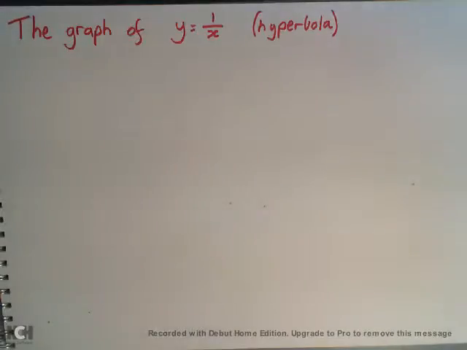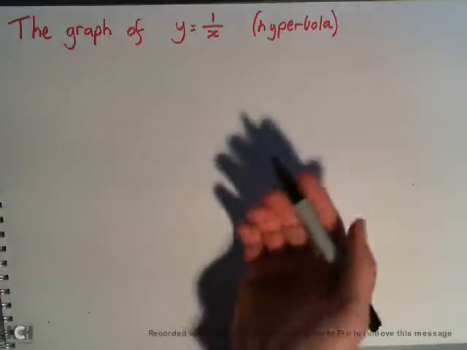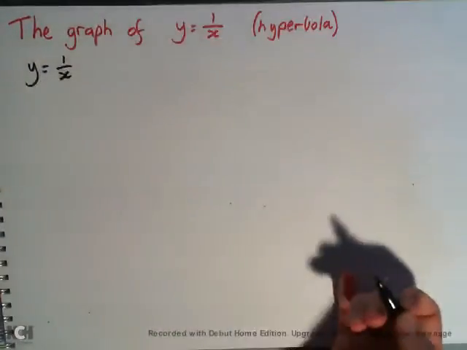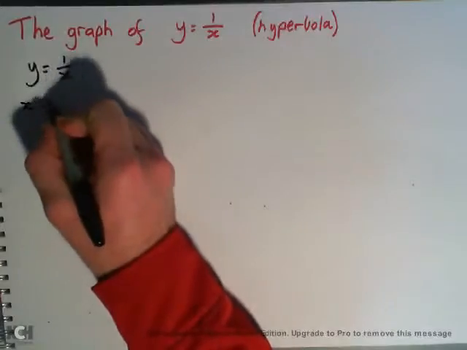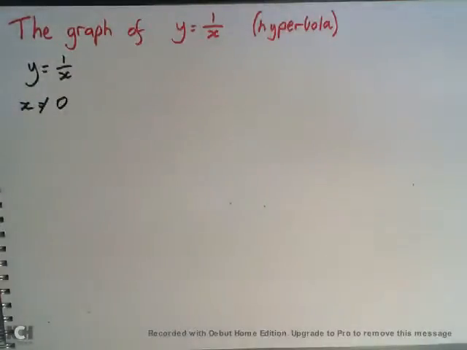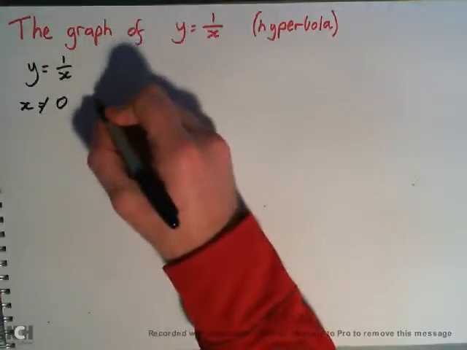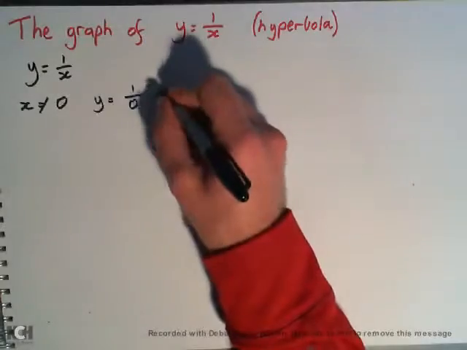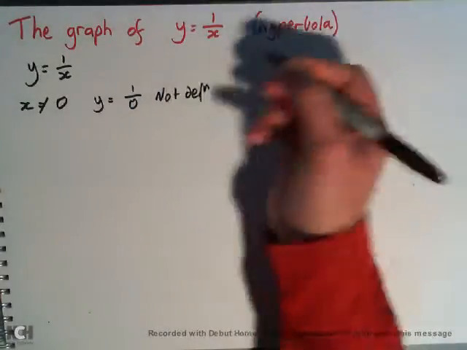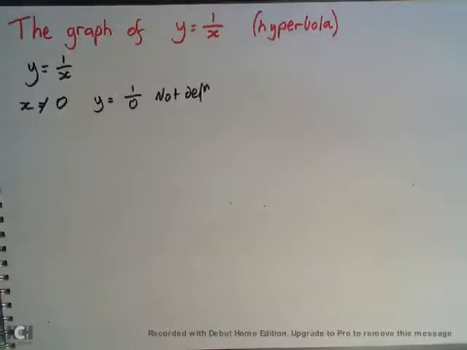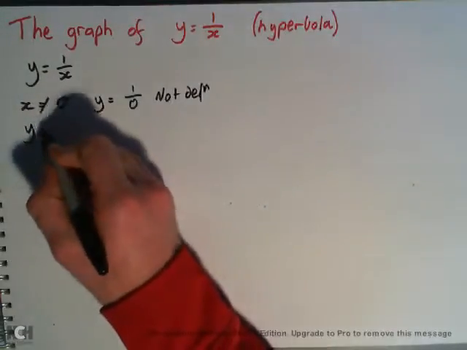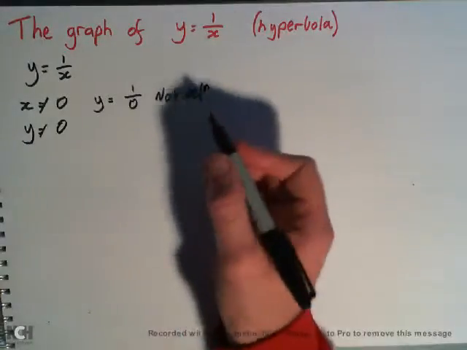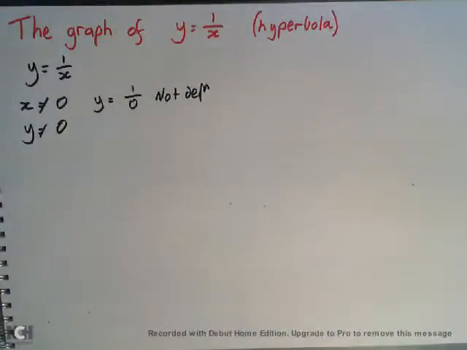Before we do anything else, we'll just have a look at what happens. So we've got y equals 1 over x. First thing we can say is that we can't have x equals 0. If we had x equals 0, we'd have 1 divided by 0, not defined. Same thing for y. We can't have y equals 0 for the same reason, because it's not defined.